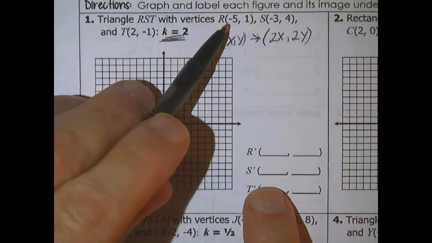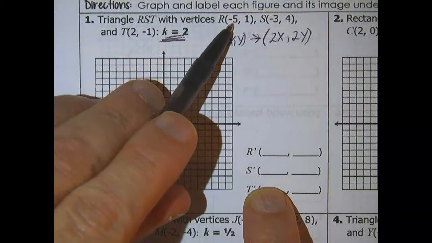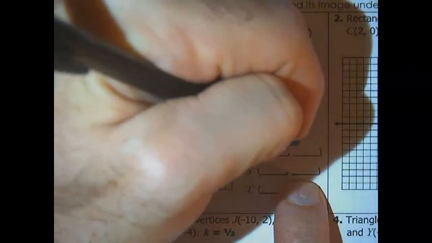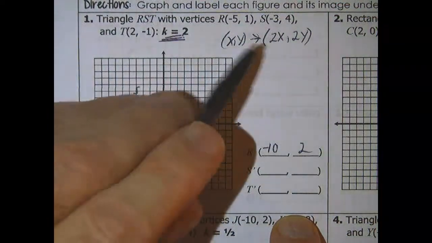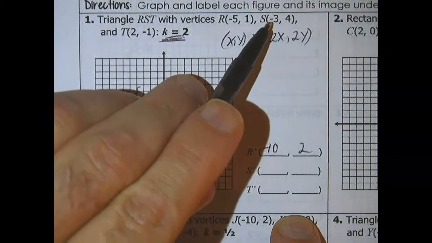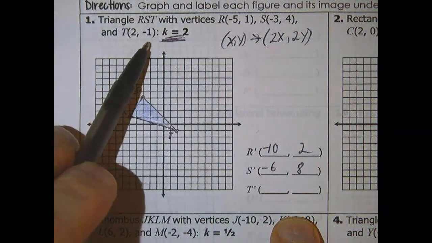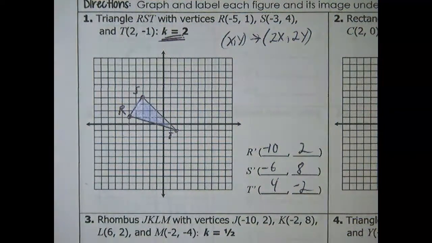So if R started at -5, 1, multiply that by 2, we get -10, 2. If S started with -3, 4, it's going to go to -6, 8. And if T started at 2, -1, it's going to go to 4, -2. And that's pretty much all there is to it. Now let's see what the graph looks like.